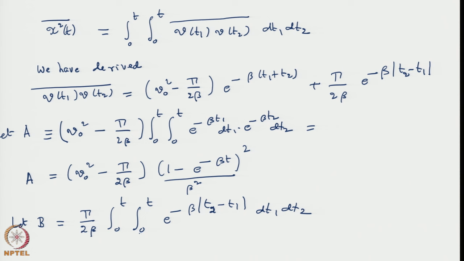So, here since it is mod, we have to remove this mod for integration. Mod basically means if T2 is greater than T1, then this exponent is simply T2 minus T1. If T2 is smaller than T1, then it will be T1 minus T2. So, we have to keep that thing in mind.